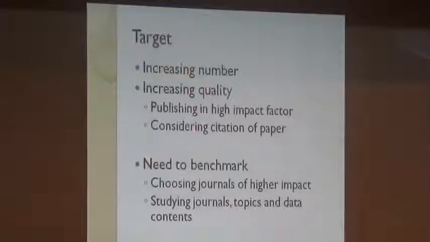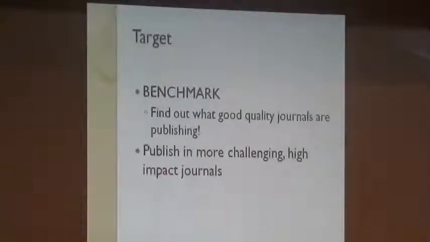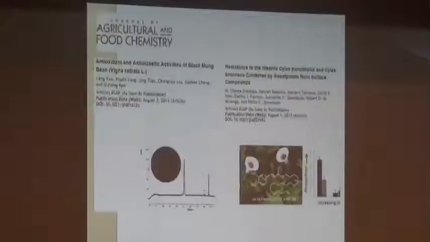You have to target increasing the number and the quality, but you need to benchmark, choosing journals of higher impact, studying the journals, the topics, and the data contents. In your own respective disciplines, if I want to publish there, what kind of data do they need? For example, in JAFC, this is just 2013, antioxidant and anti-diabetic activities of black mung bean. We can easily do the antioxidant. We were doing that 10 years ago.